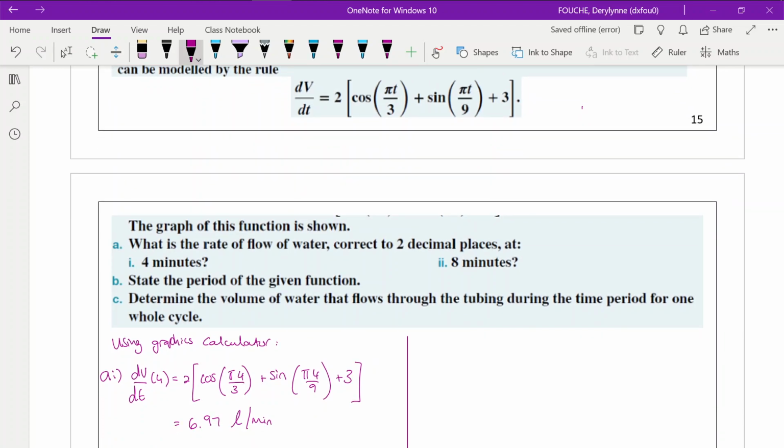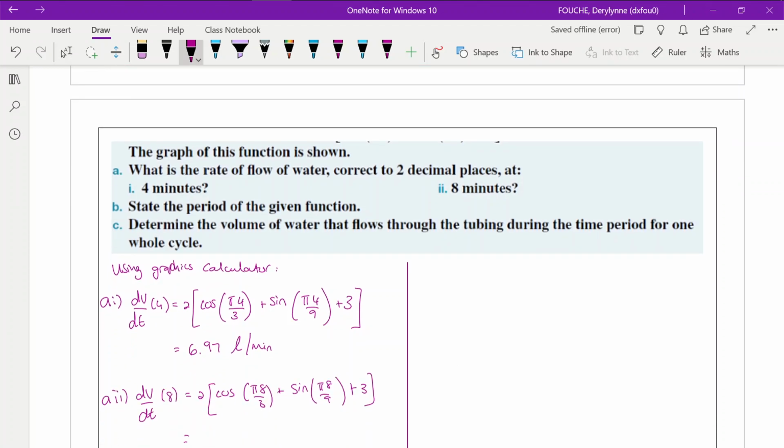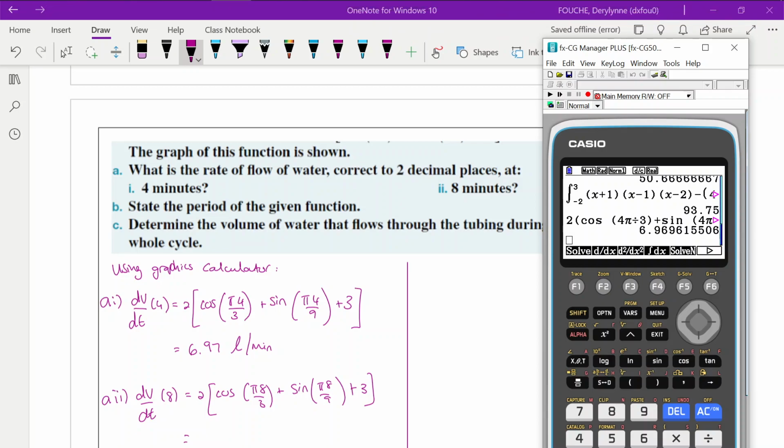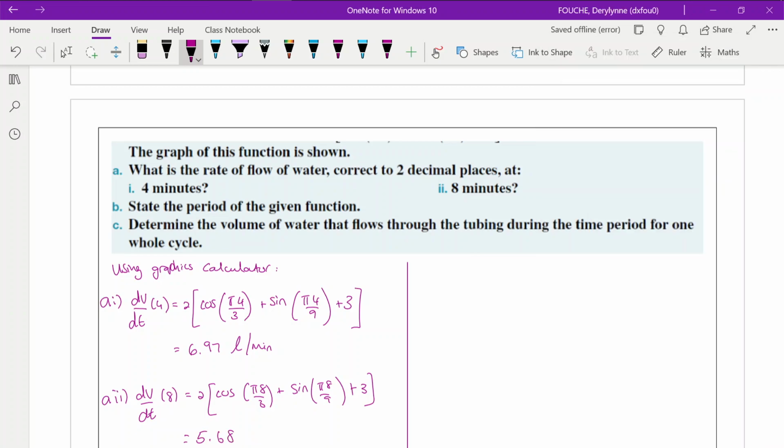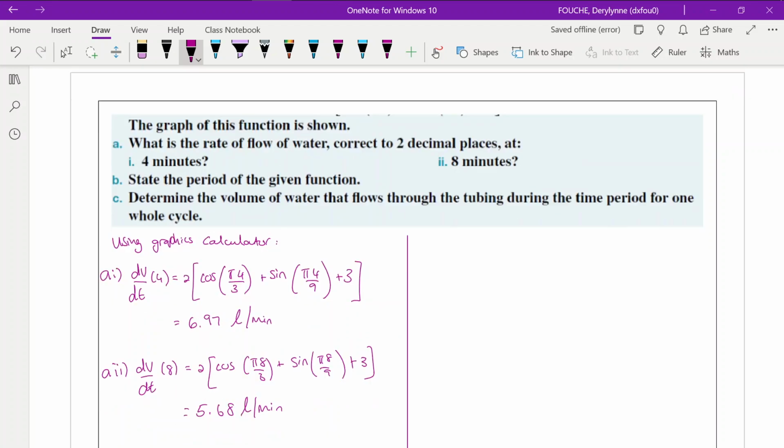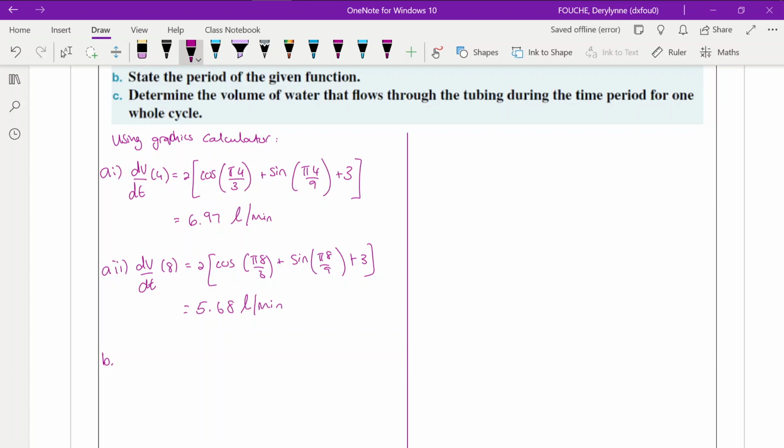Okay, and then our second one, we want our rate of change at 8 minutes. So that's now going to be 2 cos of pi times 8 on 3 plus sine of pi times 8 on 9 plus 3. And again, we'll just put that into our calculator. So we have 2 cos of 8 pi on 3 plus sine of 8 pi on 9 plus 3. And that gives us 5.68 meters per minute.